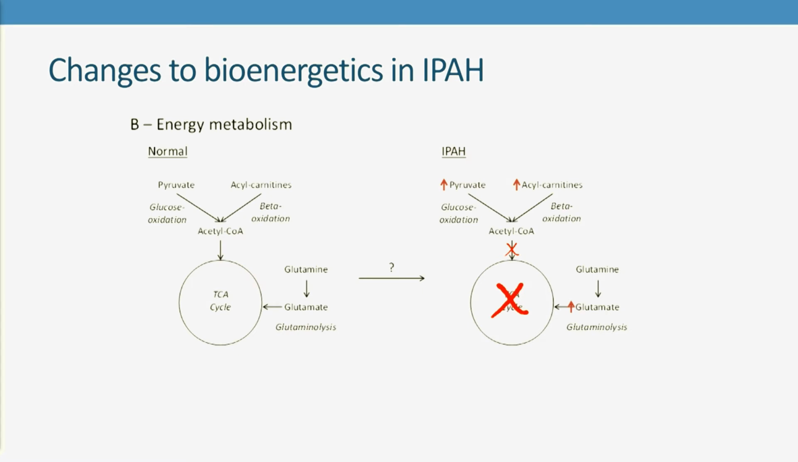Bioenergetics is obviously of great interest to anyone interested in pulmonary arterial hypertension. So what we normally see is various different sources of energy feeding into the TCA cycle. And what we're seeing in our IPAH patients is a buildup of all of the precursor metabolites, including pyruvate, acyl-carnitines, and glutamate. So they're not feeding into the TCA cycle, and this is compatible with a block in the TCA cycle or downstream parts of bioenergetics in PAH.